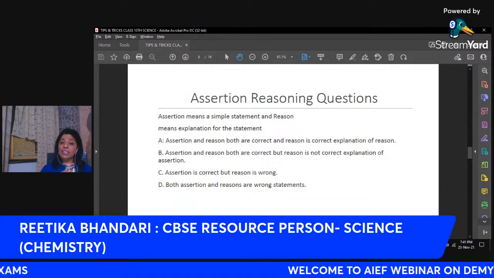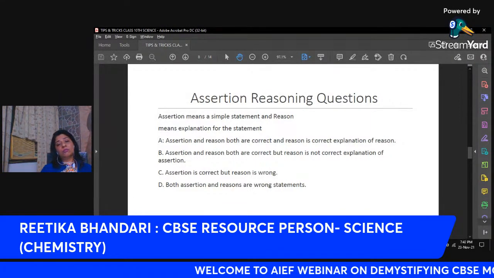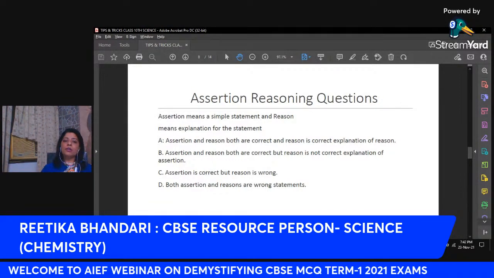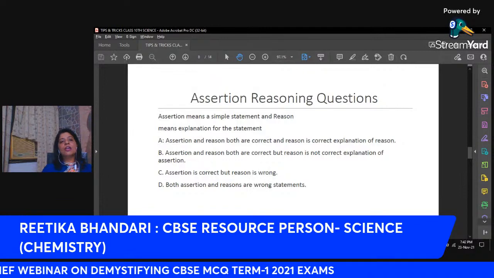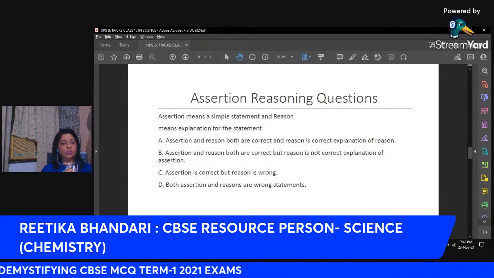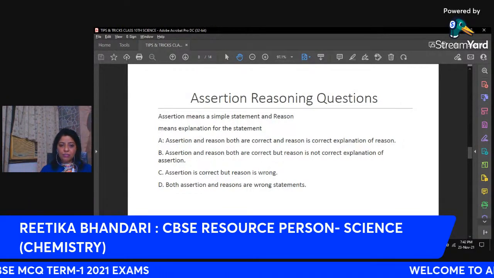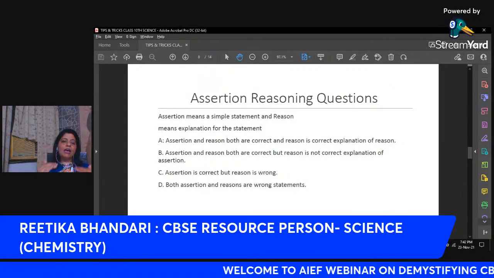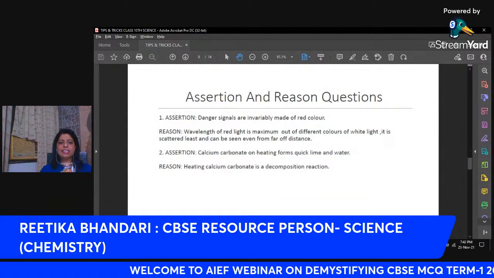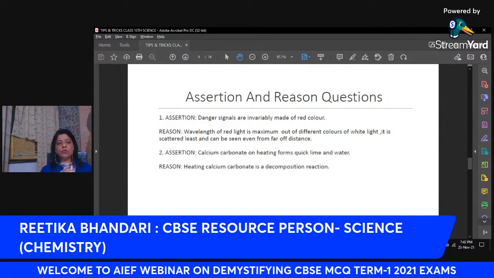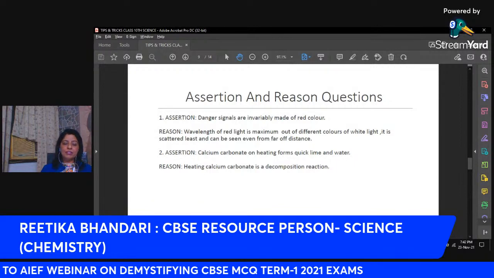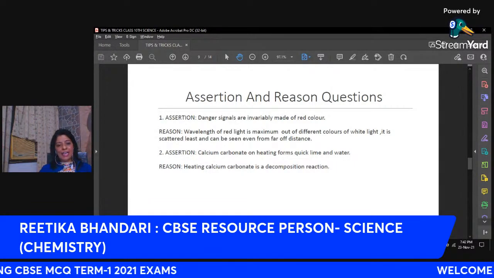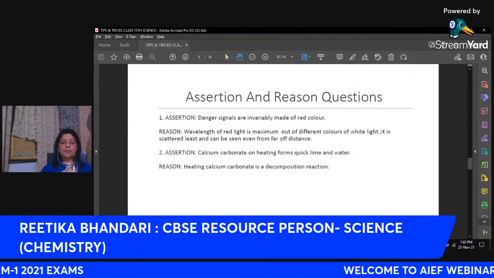You have to identify which one of them fits best, and that can be done only if you are very clear about the concepts. So don't be in a hurry. Look at those statements, think whether they are correct or incorrect, then come to the conclusion. Just an example like this: there's one assertion and one reason. Read it, think whether it is correct or incorrect, then come to the conclusion.